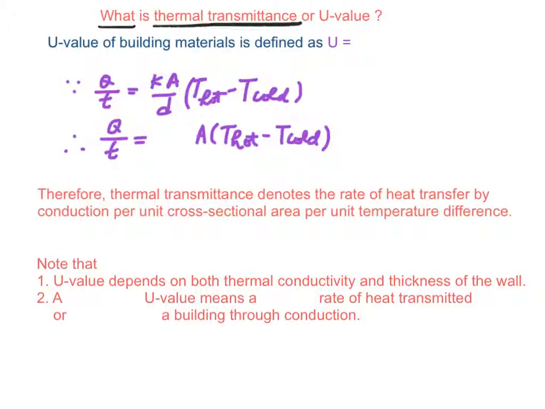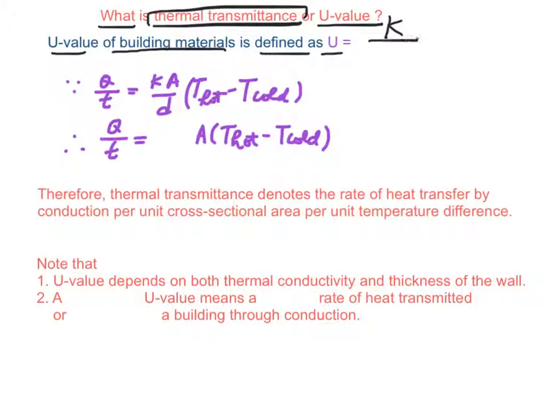What is thermal transmittance or U value? U value of a building material is defined as thermal conductivity over thickness, that is U equal to K over D. Since Q over T equals K A over D times (T hot minus T cold), therefore we have Q over T, the rate of heat transfer, equal to U A times (T hot minus T cold).